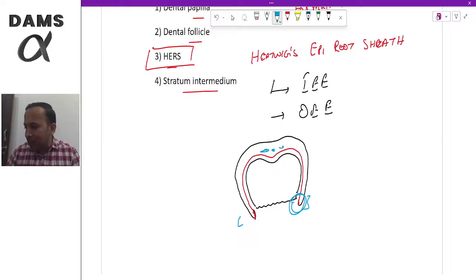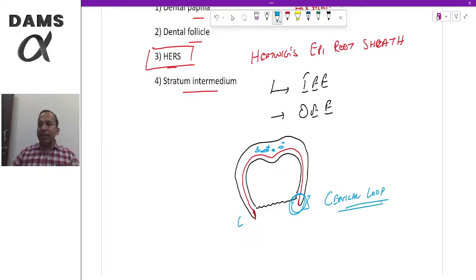Obviously, stratum intermedium and stellate reticulum cells are all here, but they are not a part of this cervical loop. This is known as the cervical loop. The stratum intermedium and the stellate reticulum are not a part of the cervical loop, and the cervical loop extends downwards to form the HERS. It extends towards the apex, right?